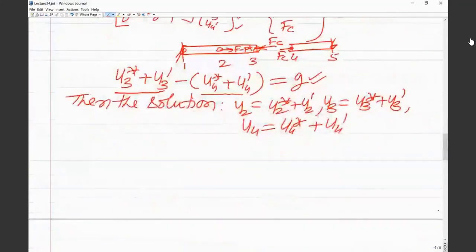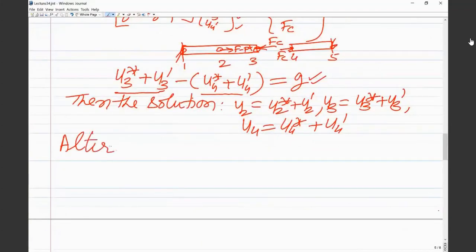So now this solution is in 2 steps. We can also do the solution in a single step for the case when F is greater than F star. So there is an alternative solution for when F is greater than F star.